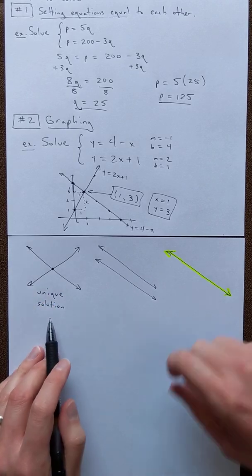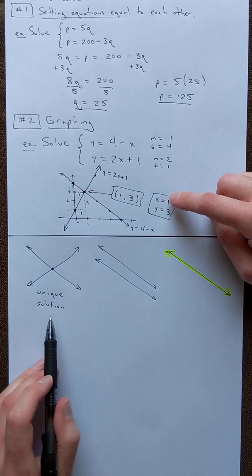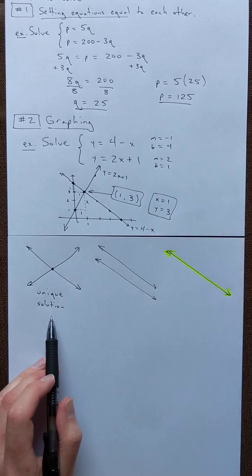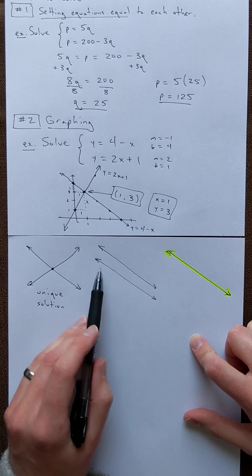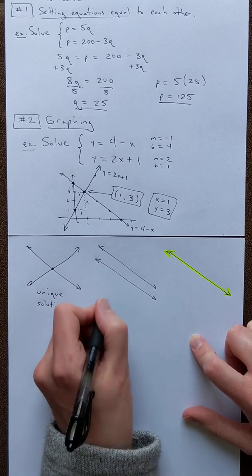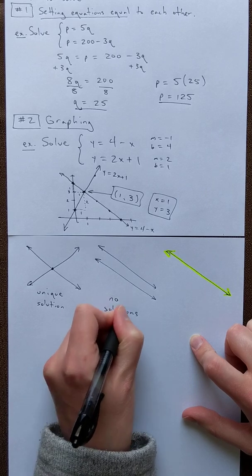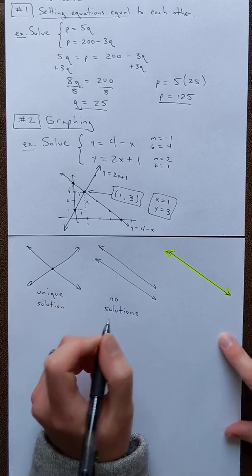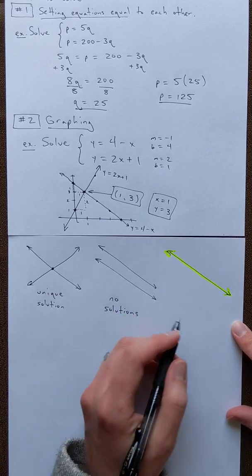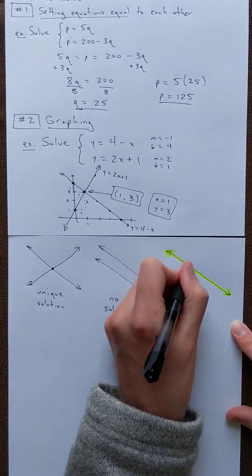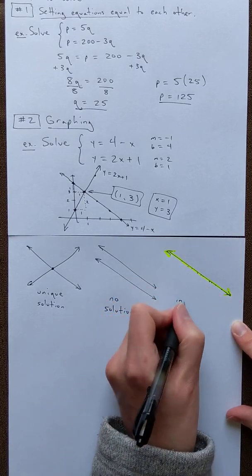Something to be aware of though, this was also a unique solution. We still had an x and a y. That just means there's one point, not multiple points. This one has no solutions. There's never a point where these two parallel lines are going to intersect. And for this one, my black line and my yellow line are actually the same line, and so there are infinitely many different points I could pick that are on both lines, so infinitely many solutions.